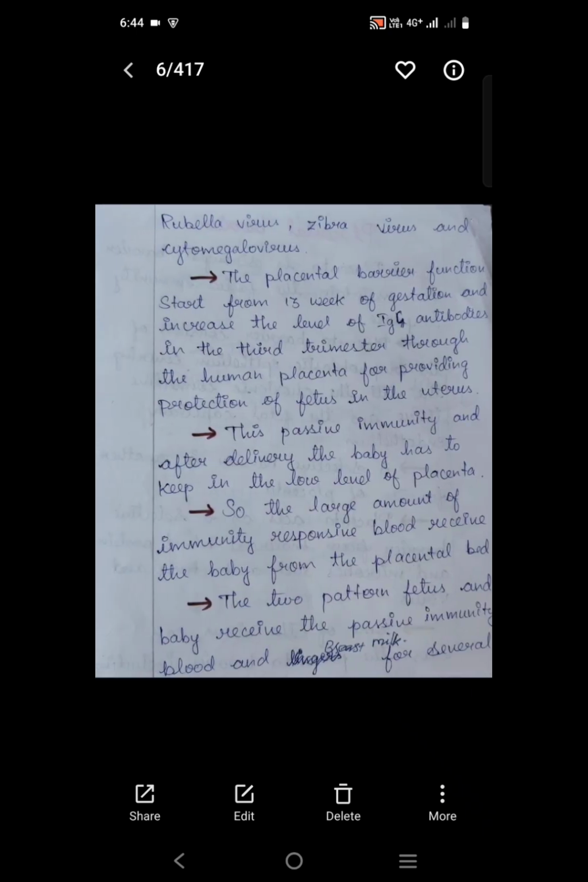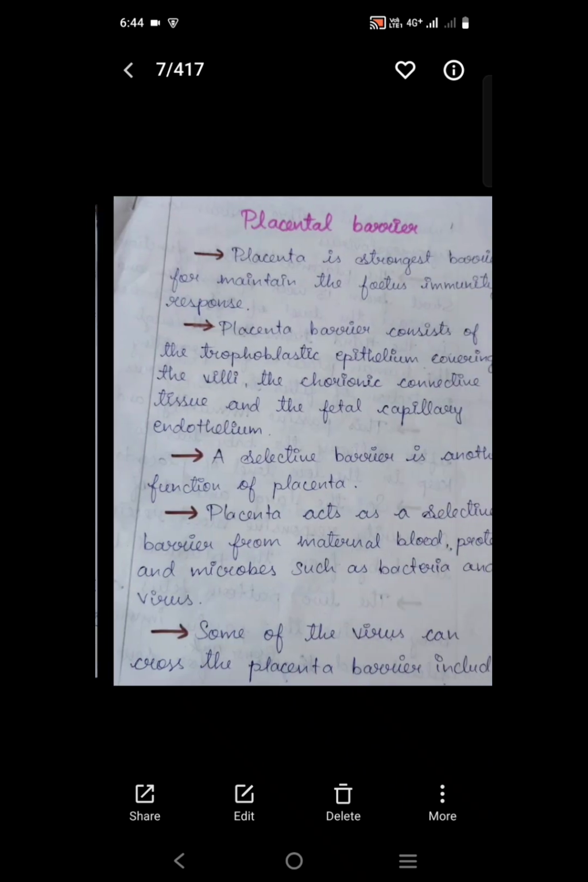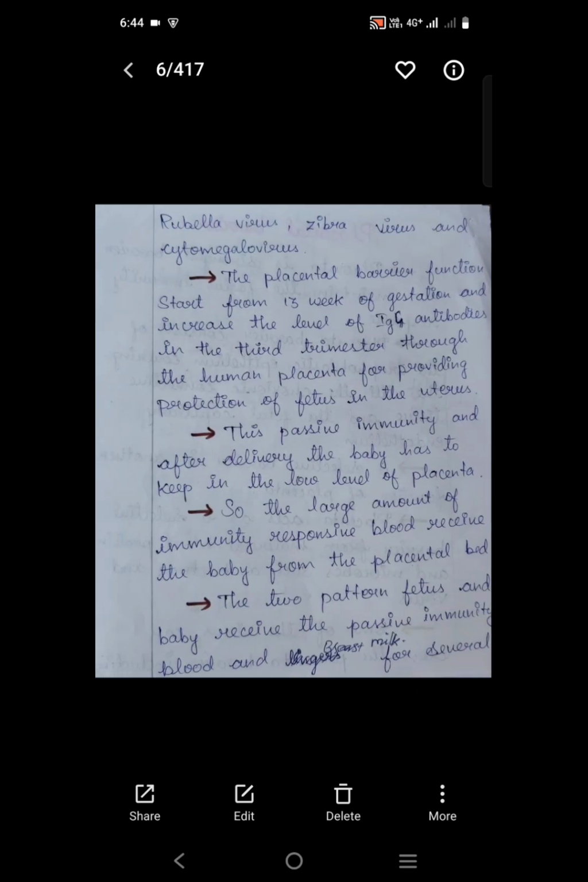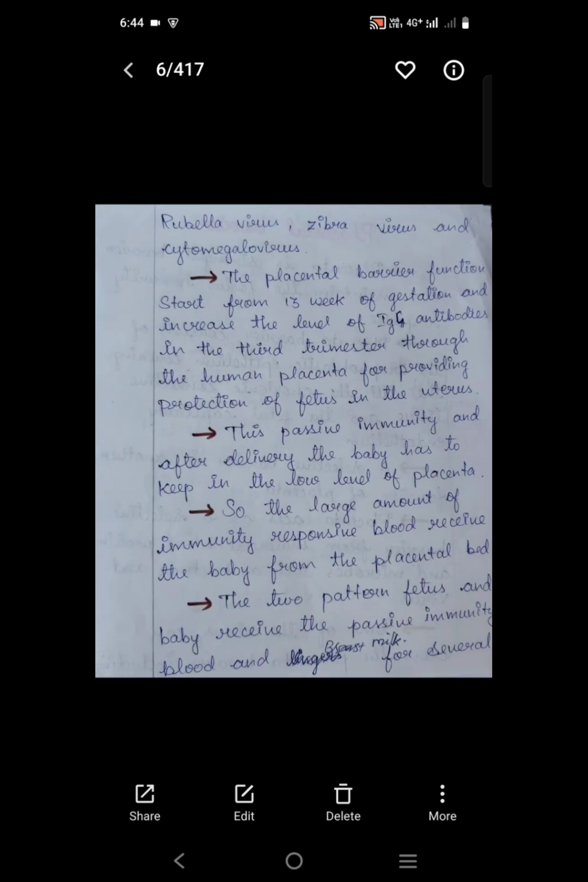Some viruses can cross the placental barrier, including rubella virus, Zika virus and cytomegalovirus. So if there are some viruses, they will cross the placenta. These are the rubella virus, Zika virus and cytomegalovirus. Such viruses cross the placenta and also affect the fetus.